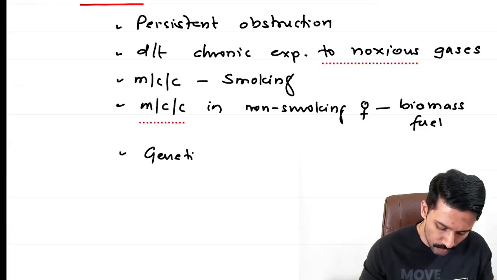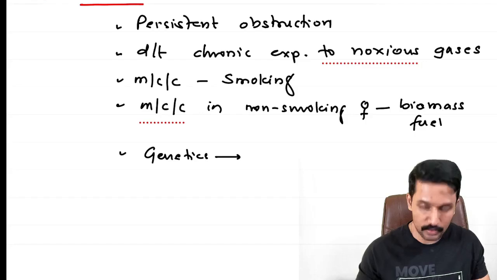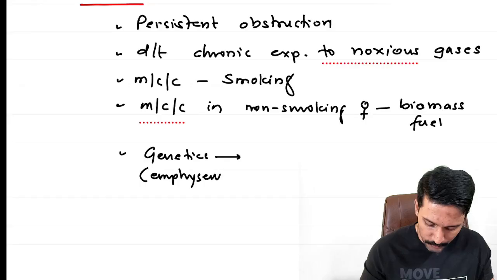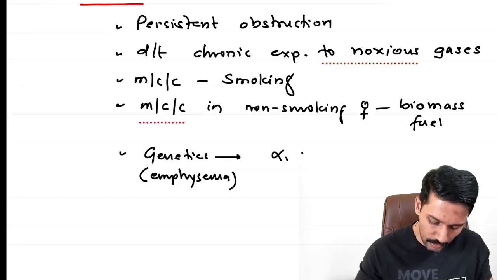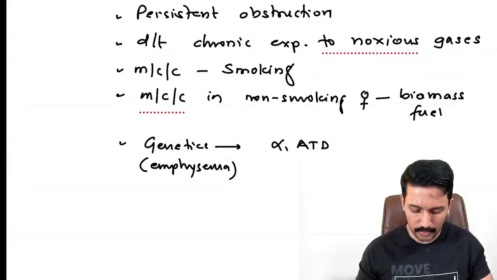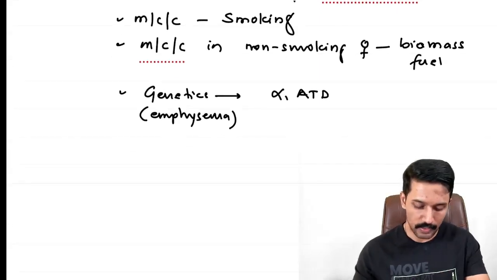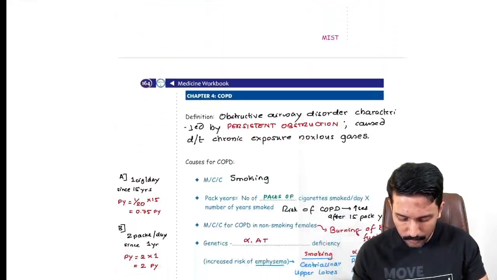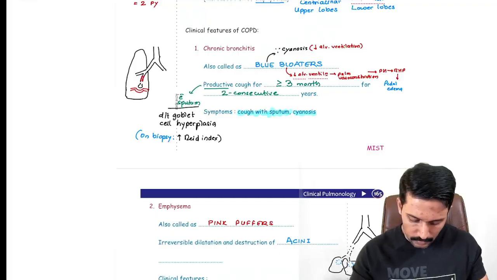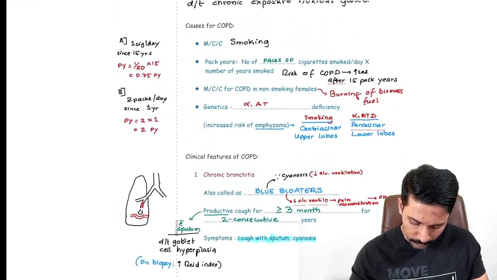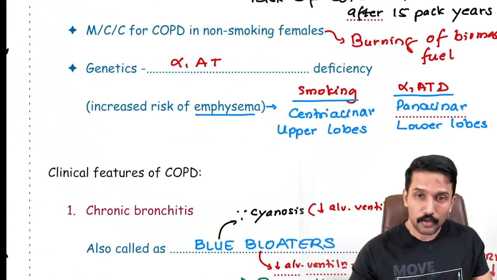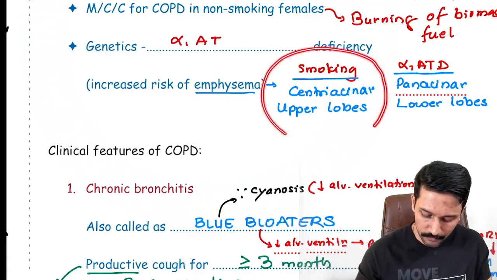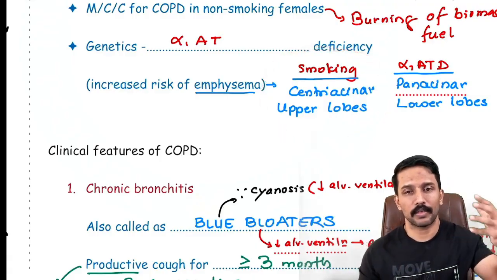Genetics, as you know, also plays a role. Genetics particularly increases the risk of developing emphysema. Genetics plays a role in emphysema type of COPD, not in chronic bronchitis, and that is alpha-1 antitrypsin deficiency, right? And in the workbook, you might notice that when alpha-1 antitrypsin deficiency causes emphysema, it predominantly causes pan-acinar emphysema affecting the lower lobes. If smoking causes emphysema, it causes centri-acinar emphysema affecting the upper lobes.